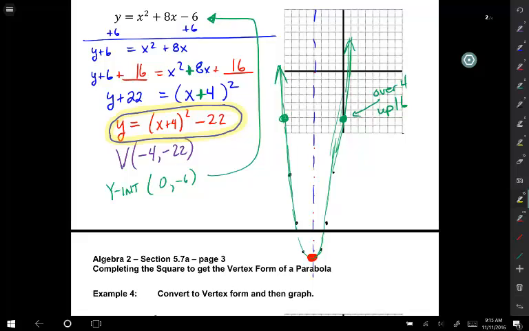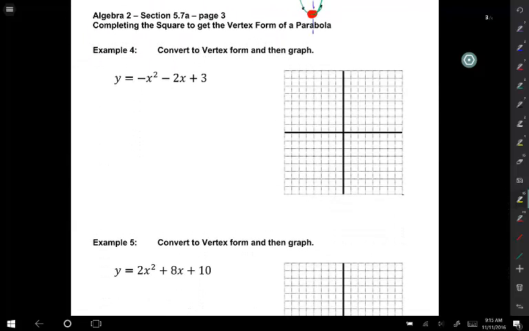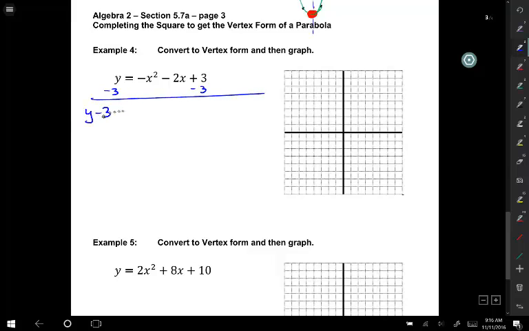Now, come on down here to number 4. On number 4 and number 5, I've added our last tiny piece. And all I've added on number 5, if you notice, is the 2. And on number 4, I added a negative 1. So what I want to do first is just what we've always done, subtract the 3. So y minus 3 equals negative x squared plus 2x.